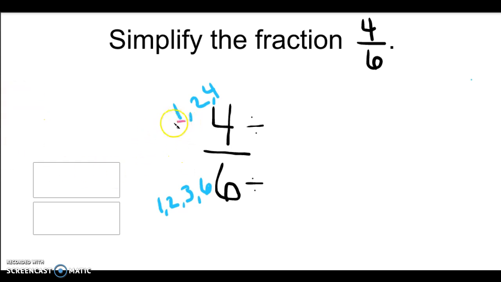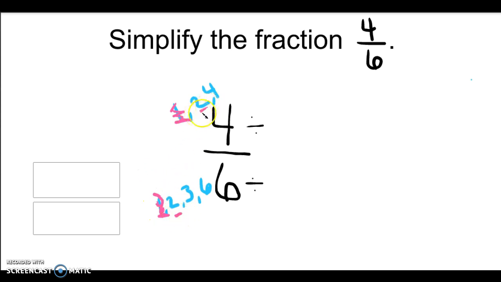The first thing right off the bat we're going to see is that both of these numbers have a 1 as a factor. But if you know your division facts, you know that any number divided by 1 equals itself. So 4 divided by 1 is 4, and 6 divided by 1 is 6. So did using 1 as the number to divide by get us anywhere? No, it gave us the same fraction. That's not what we want. So 1 is never going to work for us. So let's just scribble that guy out.